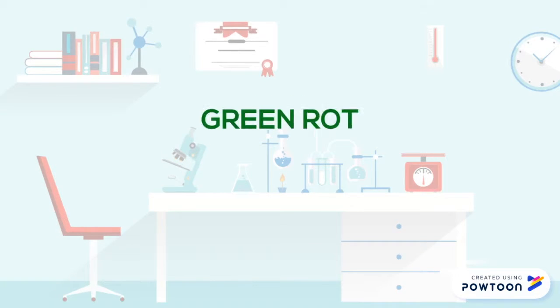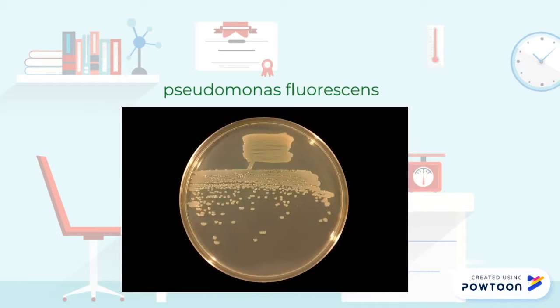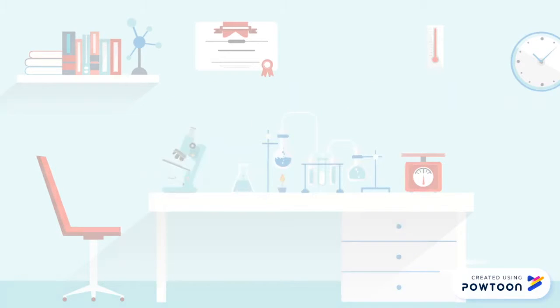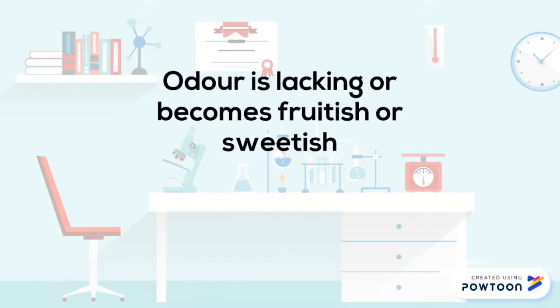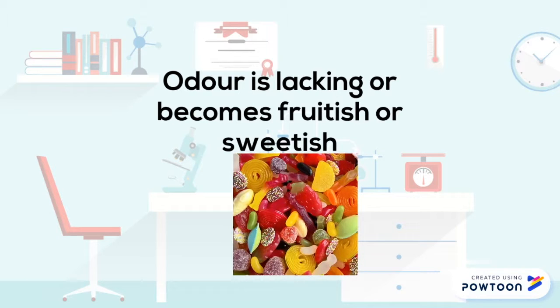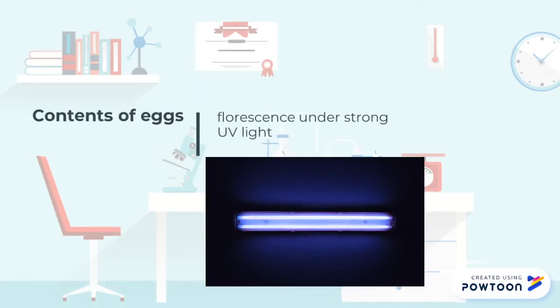For green rot, as observed in our experiment, the green rot was caused by Pseudomonas fluorescens, which grows at 0 degrees Celsius. The egg white in early stages becomes bright green in color in the later stages. The yolk disintegrates and blends with the white, and the odor is lacking or becomes fruity or sweetish. And the content of the egg fluoresces strongly under UV light.